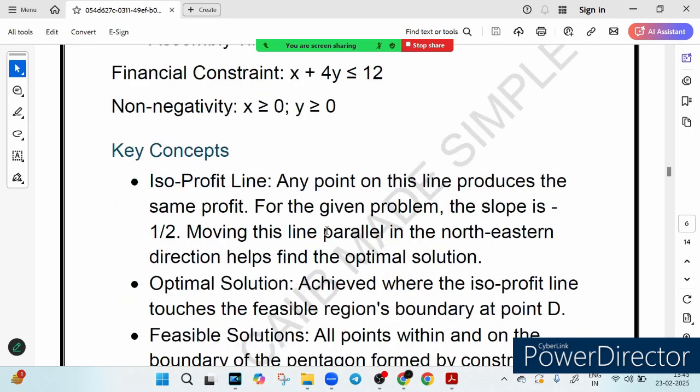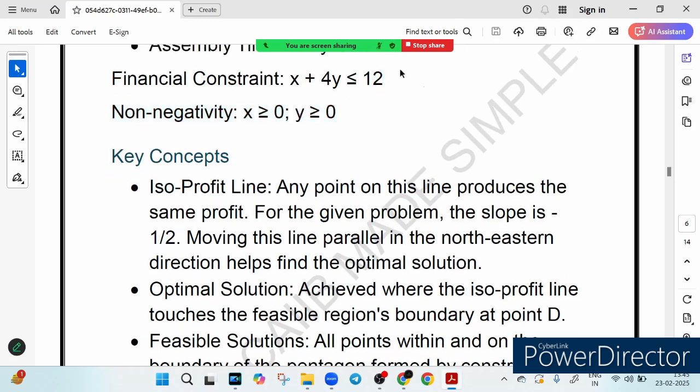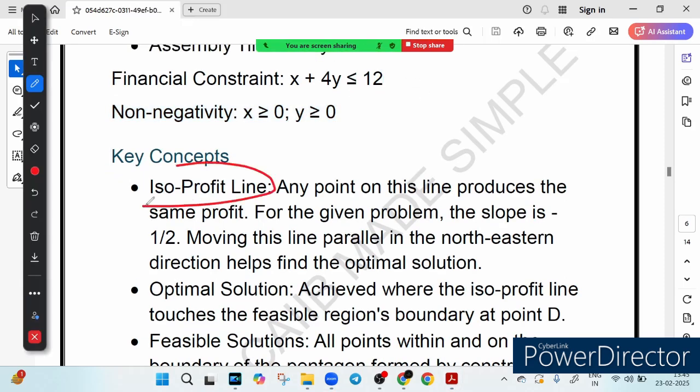These are the constraints. Now the magic of this so-called ISO profit line. What is the meaning of this ISO profit line? Ever heard of it? It is a simple trick to find the best solution. It helps us visualize all possible profit points. How it works? We slide this line upward until we get the highest possible profit point inside the feasible area. So the optimal solution is always at the boundary of the feasible area. Remember, the optimal solution is always at the boundary of the feasible area, right?